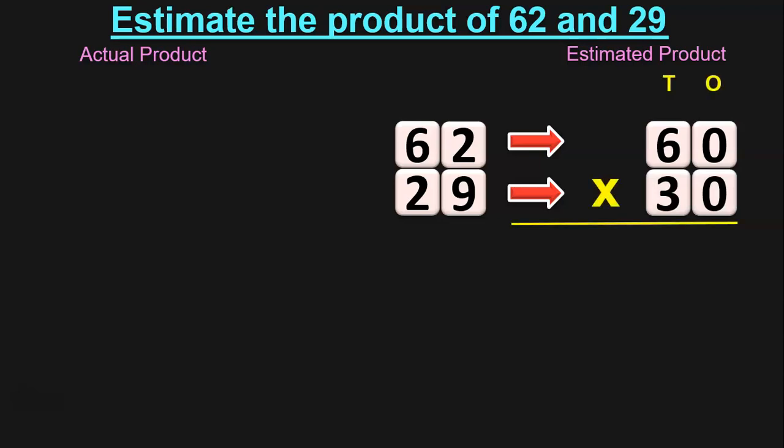Now multiply these two. In the ones place you have a 0, so no calculation is required. Add a 0 before multiplying the number by 3, which is there in the tens place.